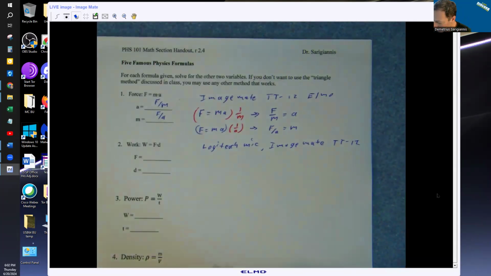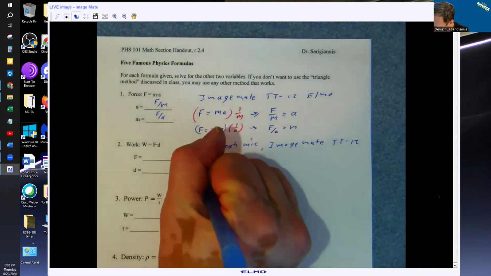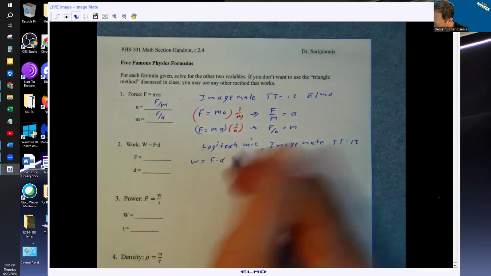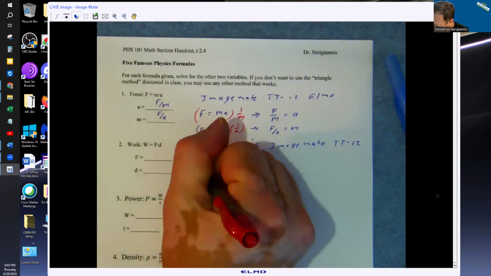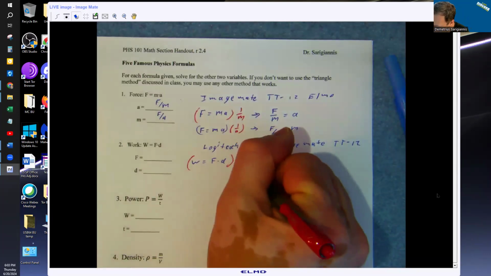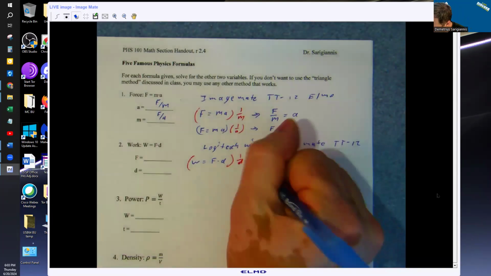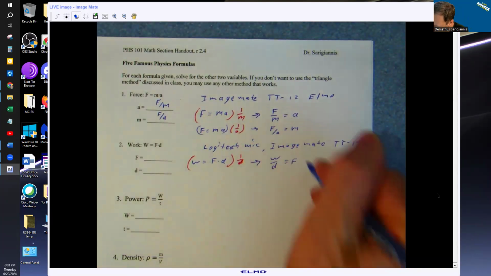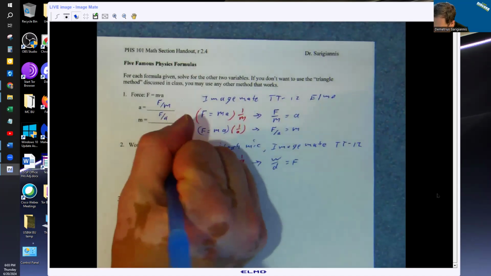And I want to solve this equation. I've got work equals force times distance. I want to find F. When I want to find F, I want to get F by itself. I'm going to divide both sides by D. So I'm going to get W over D equals F. So F is W over D.